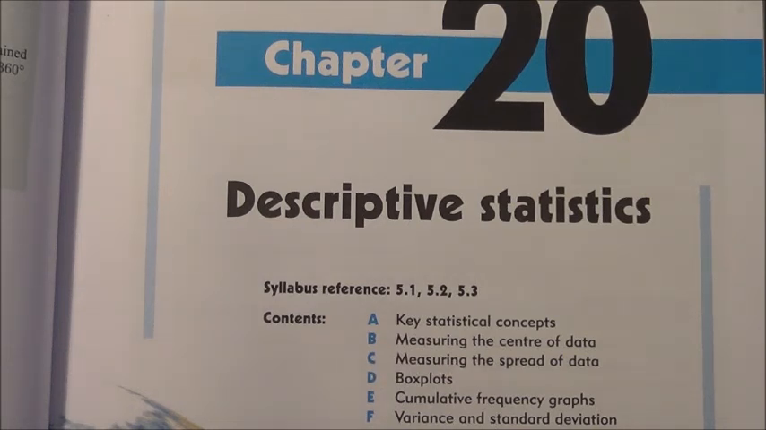We're going to be starting with Chapter 20, and we're going to be looking at descriptive statistics, which you can see there. This is a shot of your textbook, and we're going to be going through this either one section at a time or maybe two sections at a time, depending on how long the sections are.